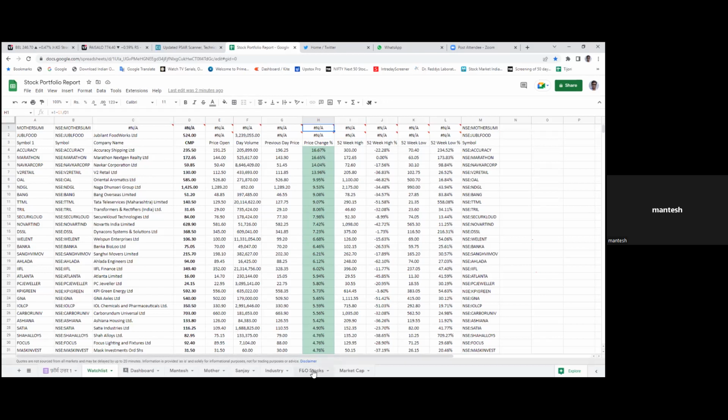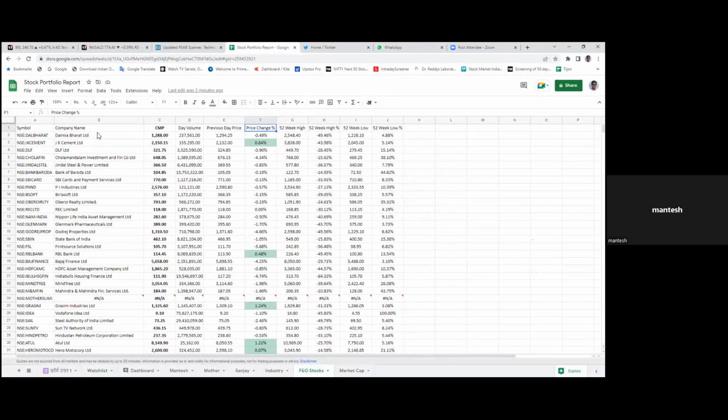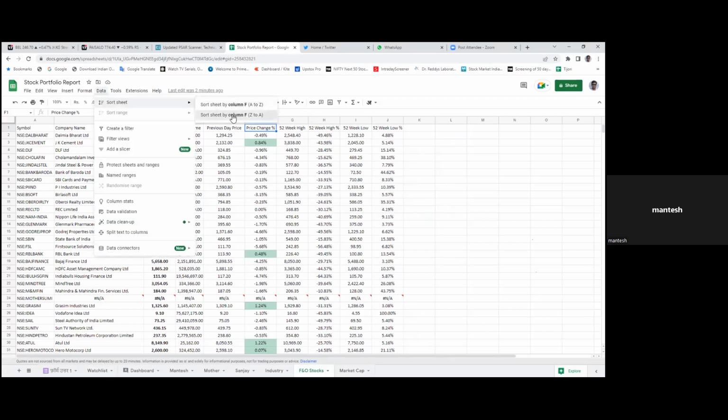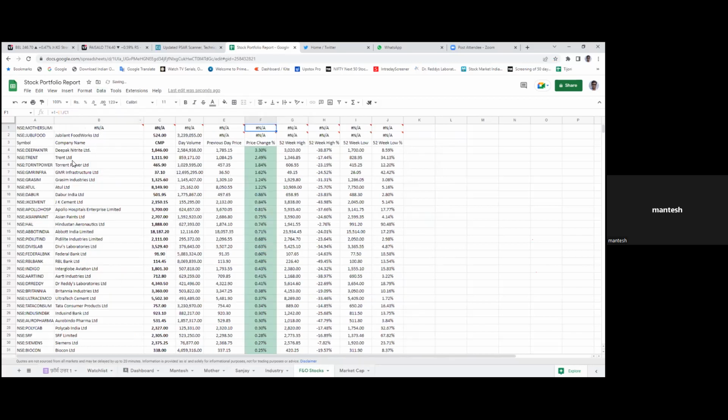Then there is another sheet here. This is the list for only FNO stocks, the stocks which are in the FNO list. So if you see, Deepak Nitrite is the stock which had fallen in a big way, but coincidentally yesterday that is the only FNO stock which has performed 3%. And the next one was Trent. Trent, I don't think, was in our screener.